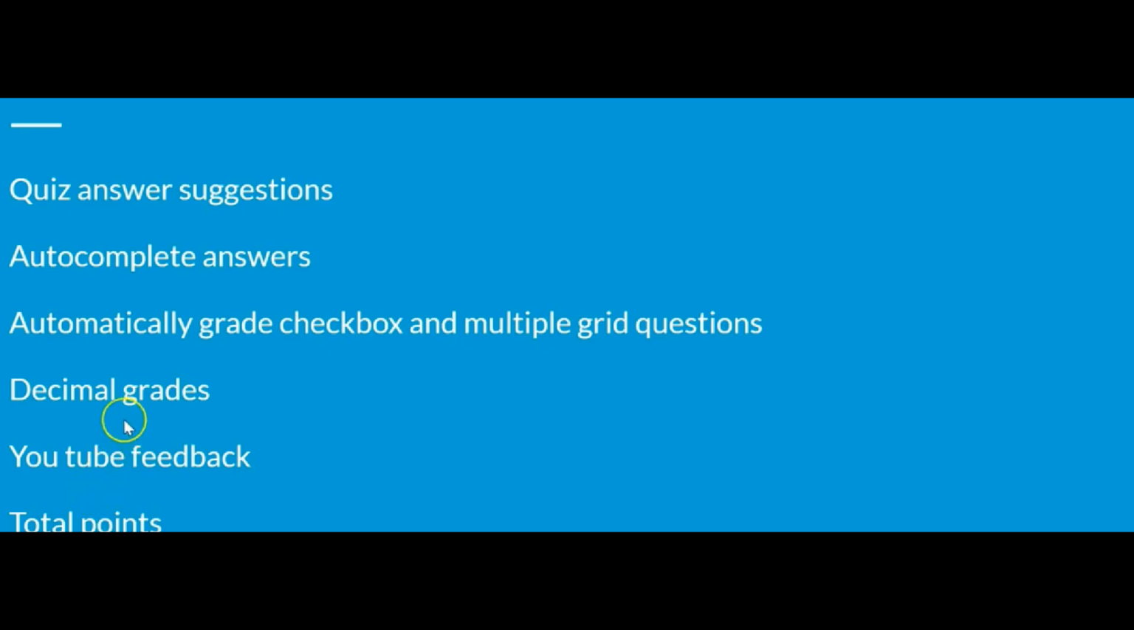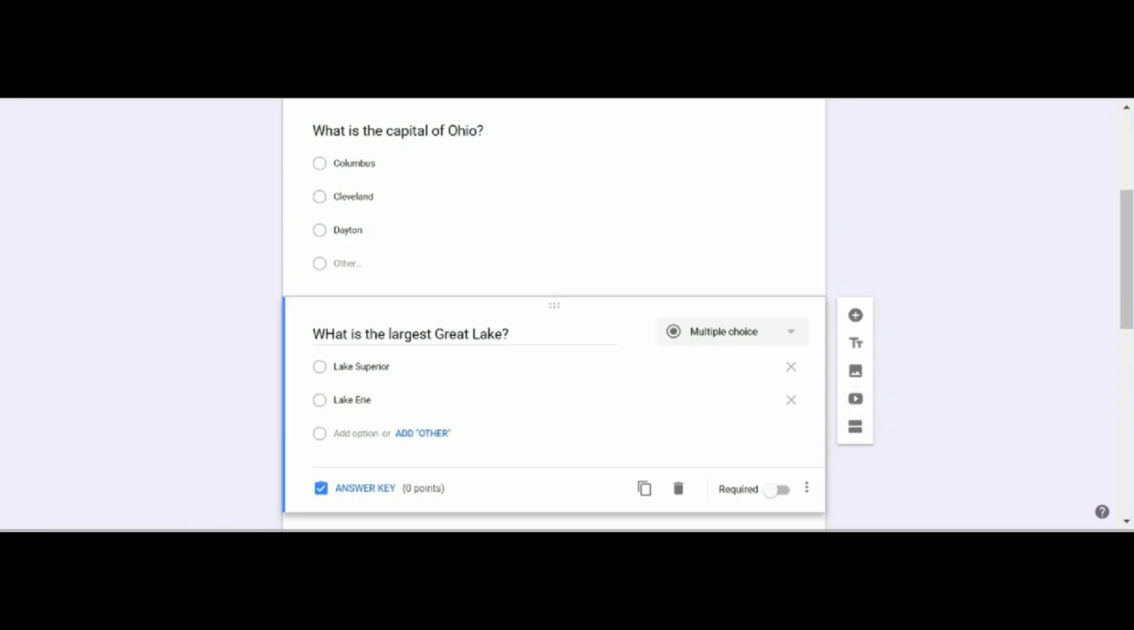And it will automatically grade that, which makes it a lot easier to grade a big question such as that. Another feature is when you are grading assignments. For example, if you're grading an essay, you can now give partial points on an essay and not have to give full credit. So you can give decimal grades, which is helpful.